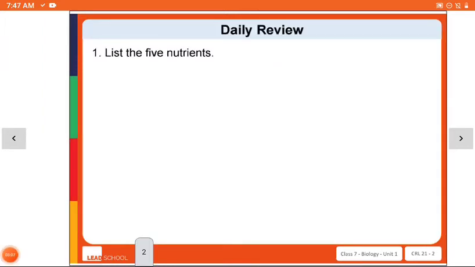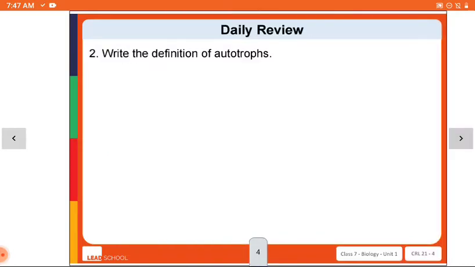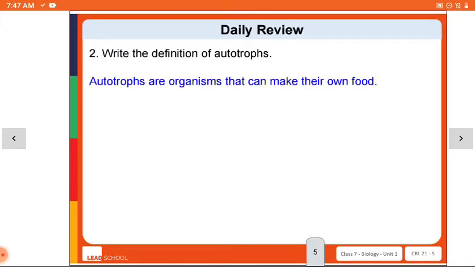So students, list the five nutrients. These nutrients are carbohydrate, protein, fats, vitamins and minerals. So write the definition of autotroph. What do you mean by autotroph? The plants prepare their own food.